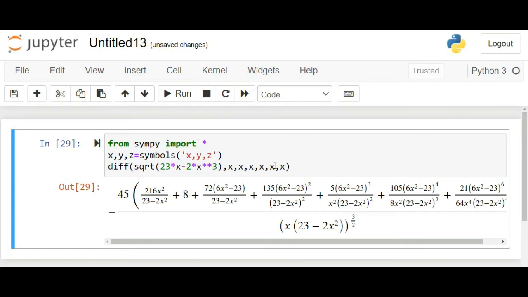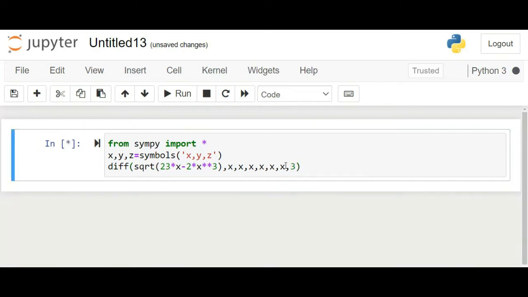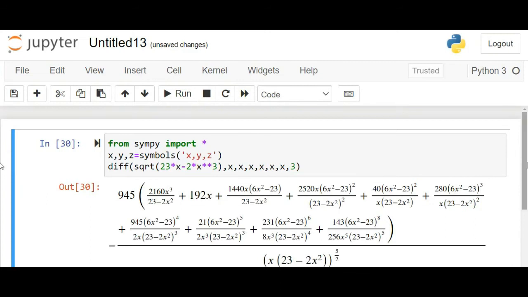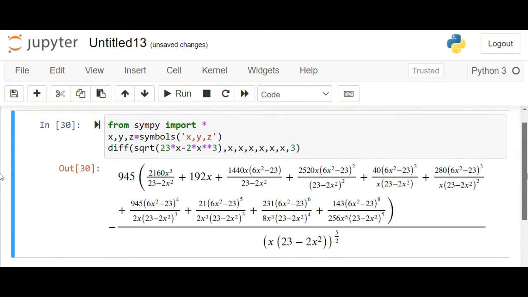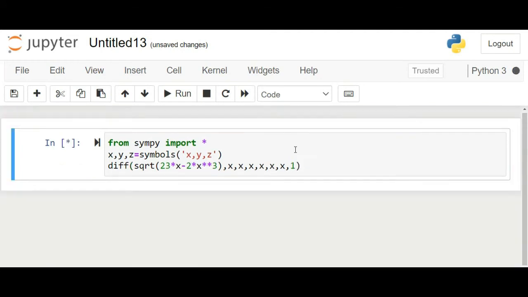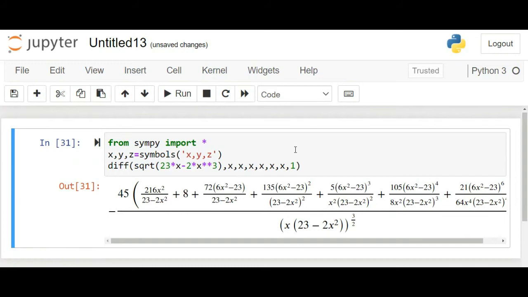And if we want to find the derivative, for example comma 3, the fifth derivative at 3, then our answer will be like this. Okay, we are finding the fifth derivative at 3, or if I write 1 over here, the answer will be like this. Okay, so these are the ways how to find the derivatives in Python.